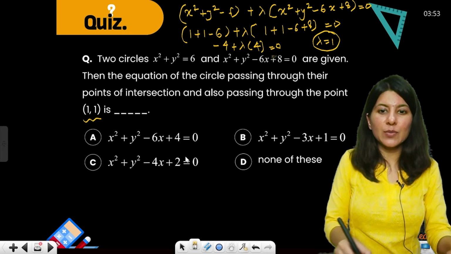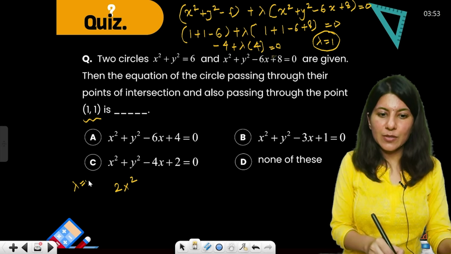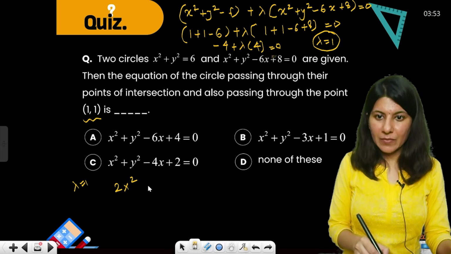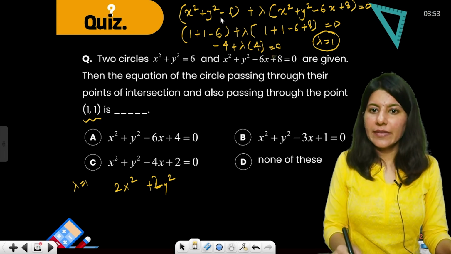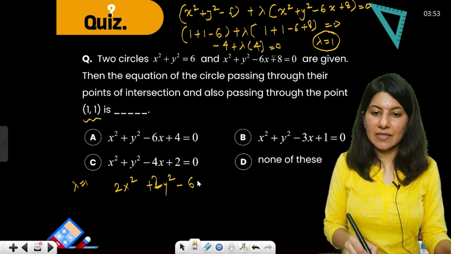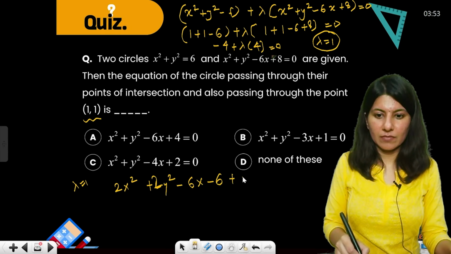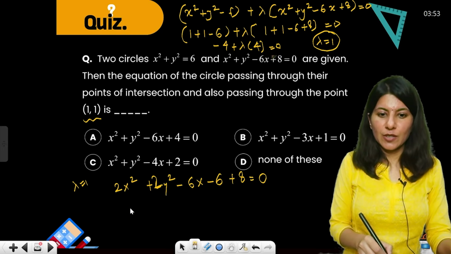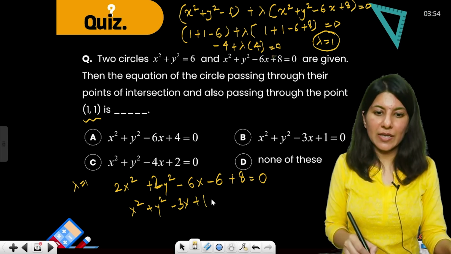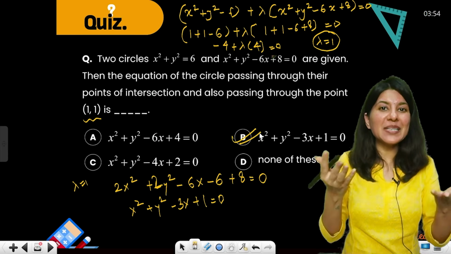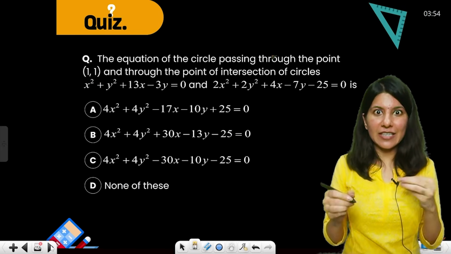The moment you put lambda equals 1, you will get 2x square plus 2y square, then minus 6x, minus 6 and plus 8 equals 0. So x square plus y square minus 3x, plus 2, plus 1 equals 0. So clearly option B matches our answer. Easy peasy, right? Not a very tough question.